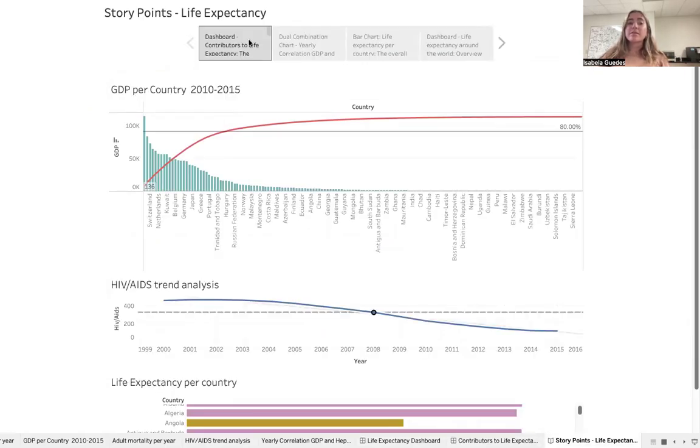So this is a story point. On the story point, we want to tell a story with this data set that goes beyond just the number of life expectancy. It begins with the dashboard for the cases of HIV, GDP per country, and the life expectancy per country. Those are all the factors that go on behind the scenes and are most likely the ones that generate low and high life expectancy.